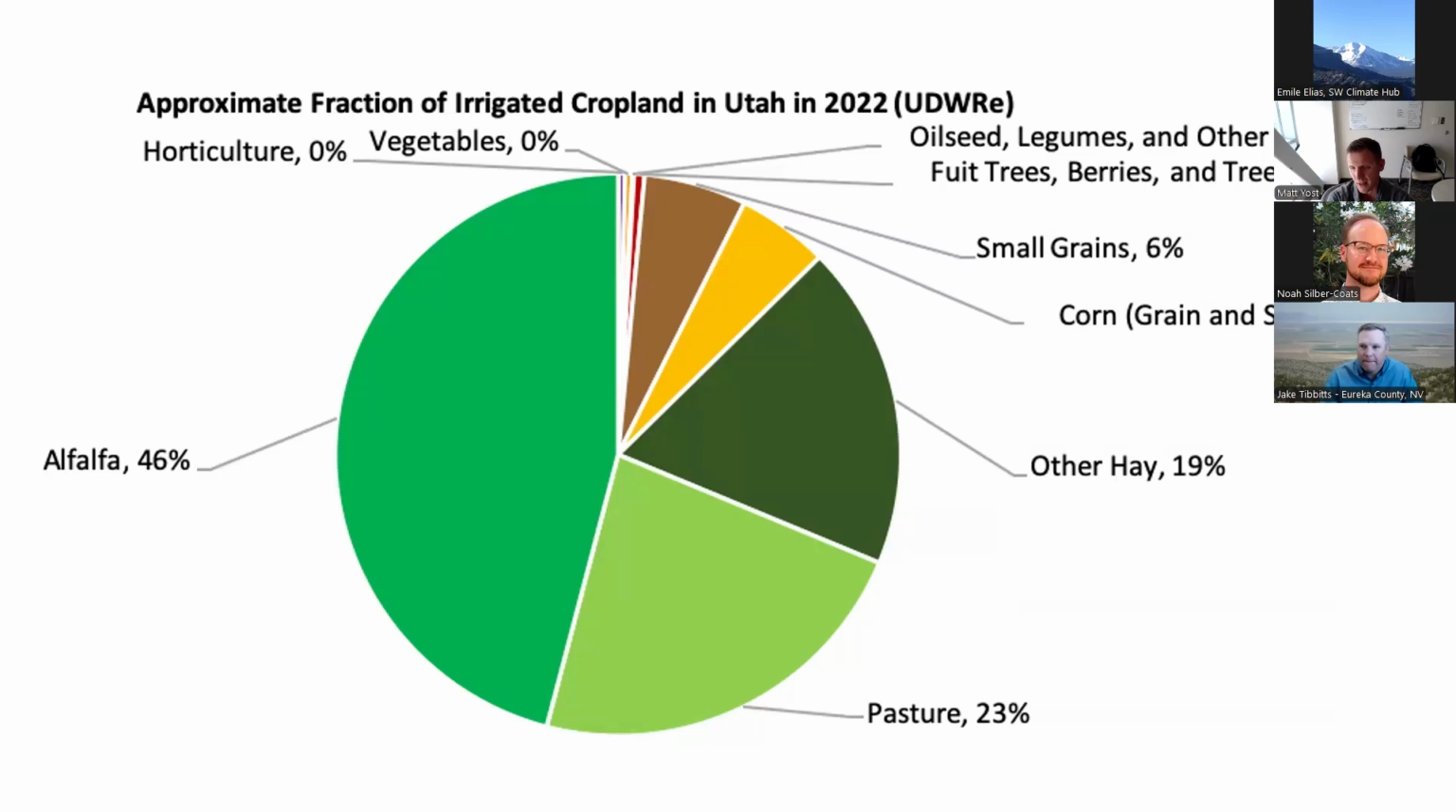Just a quick look at our crops. Like other states, Nevada and some other Western states, most of our production is perennial forage. About half of our irrigated land is alfalfa. Another large portion is either other types of grass or other types of hay, mainly grass or grass mixtures, and then a pretty good chunk of pasture. Corn and small grains are our next largest field crops, and then we've got some vegetable, fruit, other types of crops.